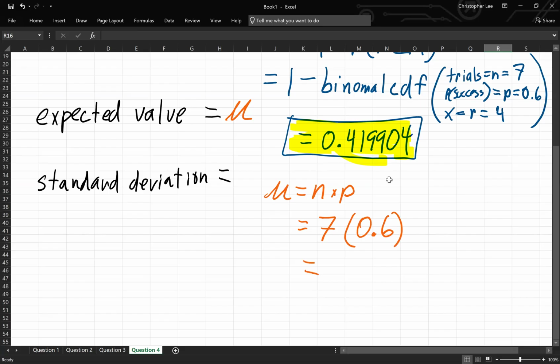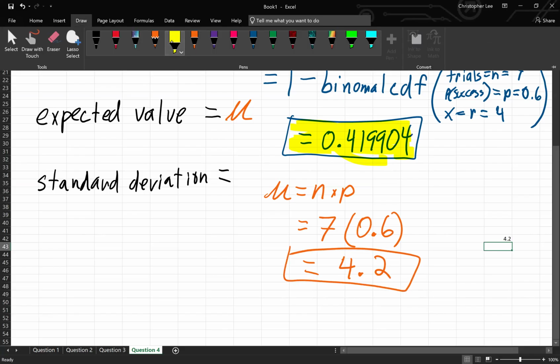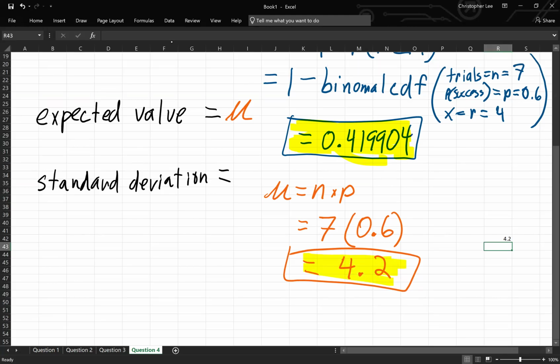And then what do you get? I think it's 4.2, but don't quote me on that. Let me check. This is going to be 7 times 0.6. Boom, 4.2. Oh, shoot. Feeling lucky today. All right, and then that's it. Let me get a little highlighter real quick, because you know I like to highlight. There we go. Boom. All right, that's it.